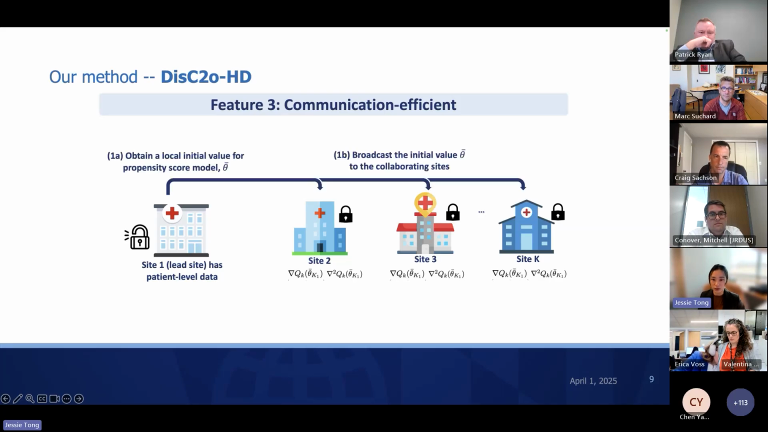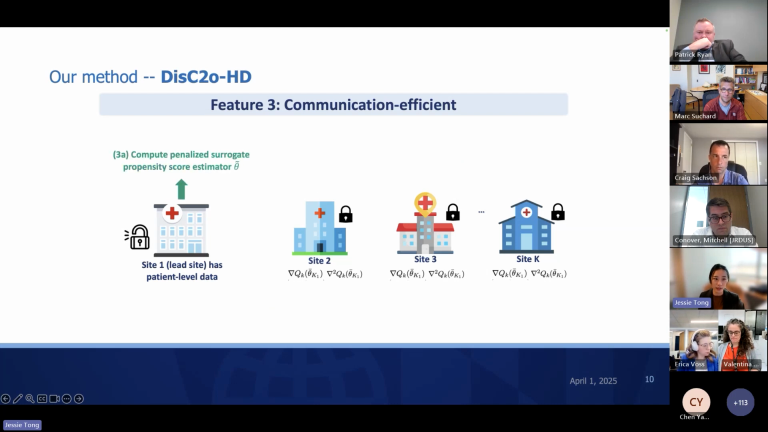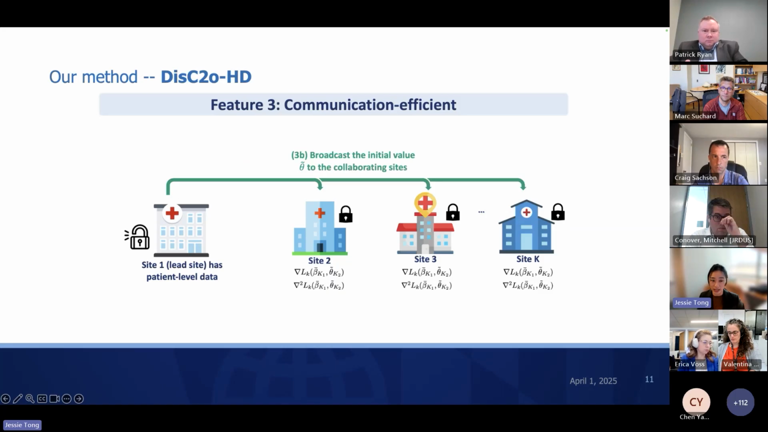Here is an animation to illustrate the workflow of our proposed method. The first thing we need to do is to obtain the initial local estimate of theta. Then this estimate will be broadcasted to all collaborating sites. Each site will use this theta value to compute the gradients of the Q function and also the Hessian matrix. These summary level statistics will be sent back to the coordinating center or the lead site. Then the lead site will combine these values to get the penalized surrogate propensity score estimator, the tilde theta. This tilde theta will be transferred back to each site again, because this is the time for us to fit the outcome model.